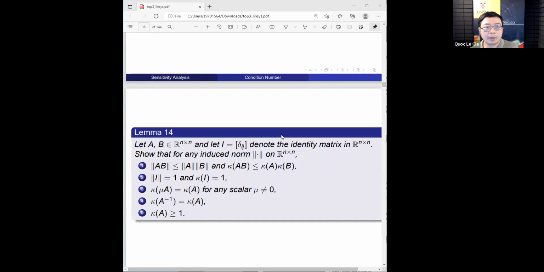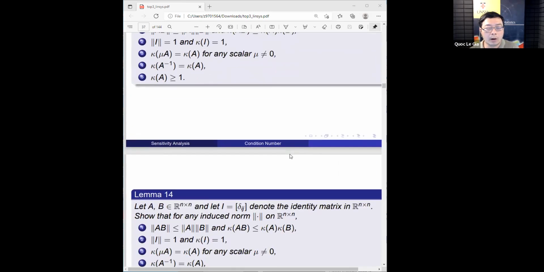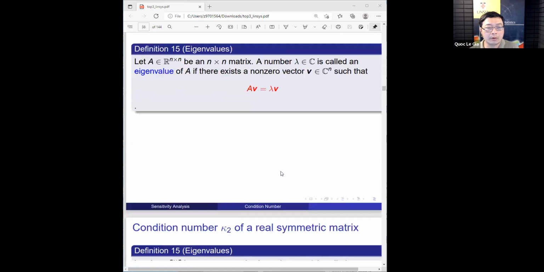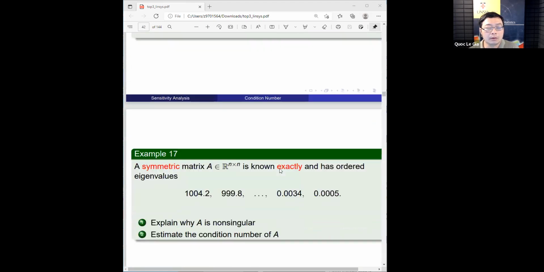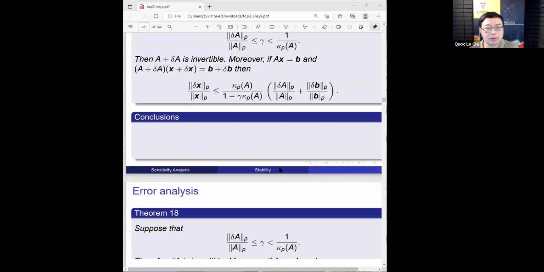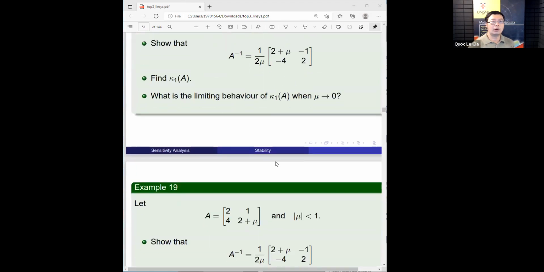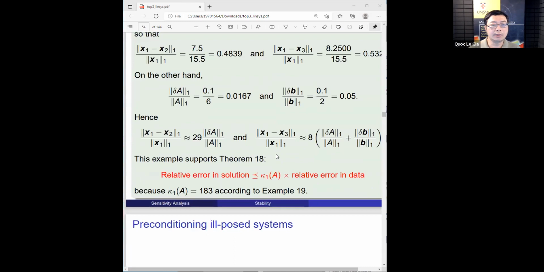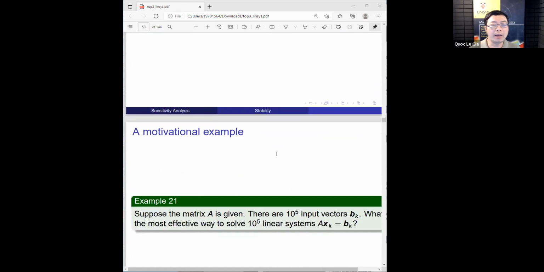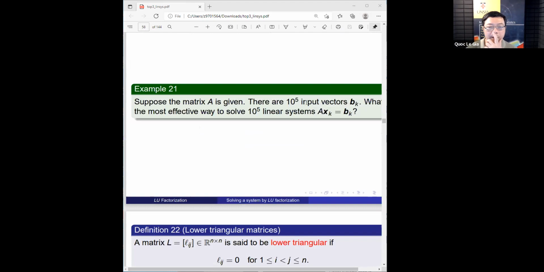So remember, last time we were talking about LU factorization. The motivation is, you try to solve many linear systems with different right hand sides, but with the same matrix A. And what is the most effective way for you to do that? That is the motivation for the LU factorization.